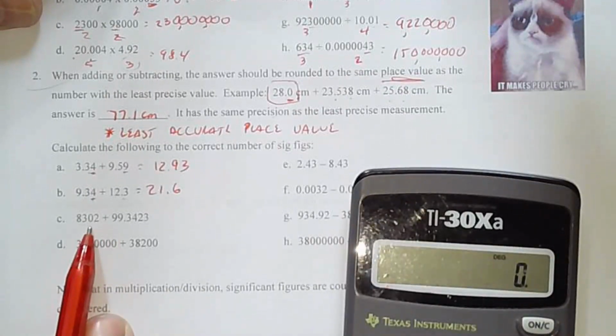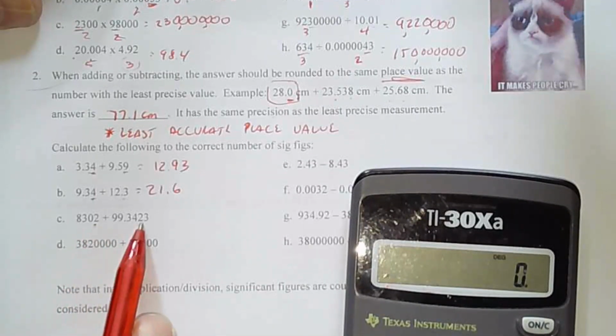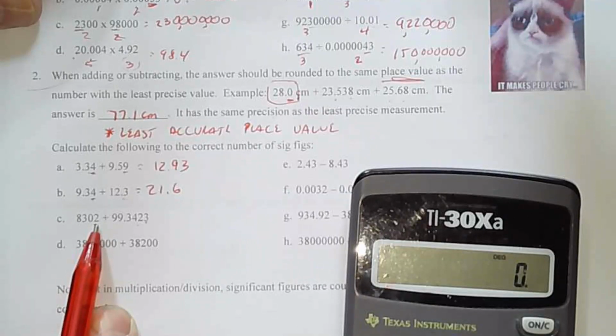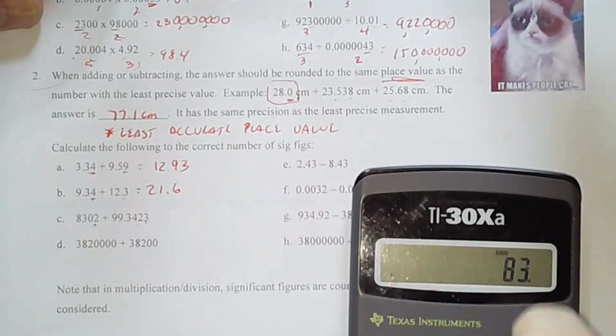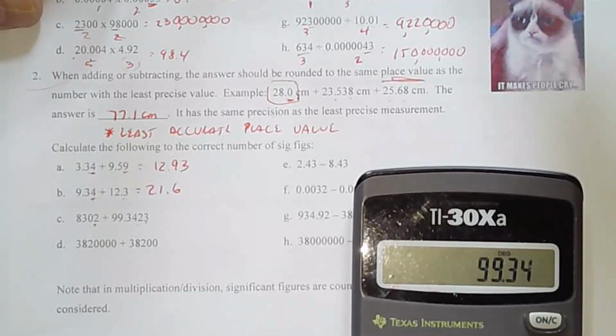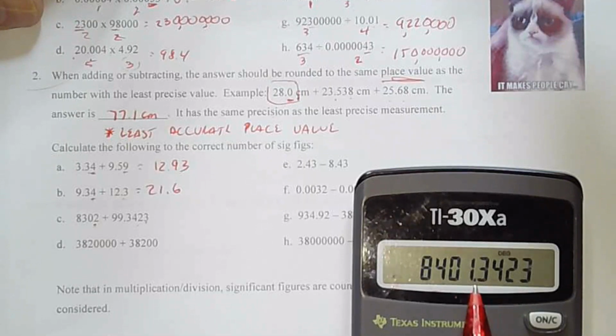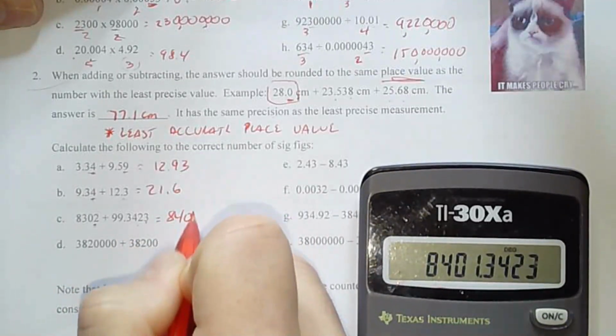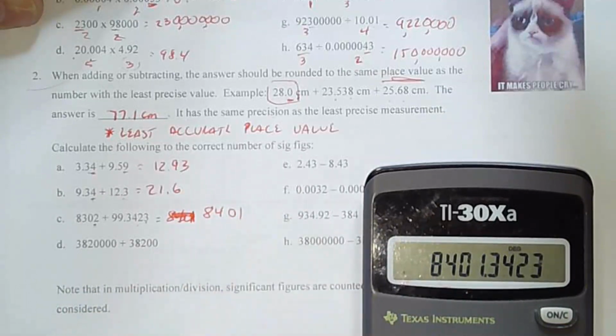This next one, this number is accurate to the nearest 1. This number here is accurate to the nearest 10,000th. So when we add these two together, we have to round it to the nearest 1. Oops, no. 8302 plus 99.3423. So the calculator gives us this, but we have to round to the nearest 1, which is this spot. So we look at the number behind, it's a 3. So this just stays at 8401. Let me rewrite that. 8401.